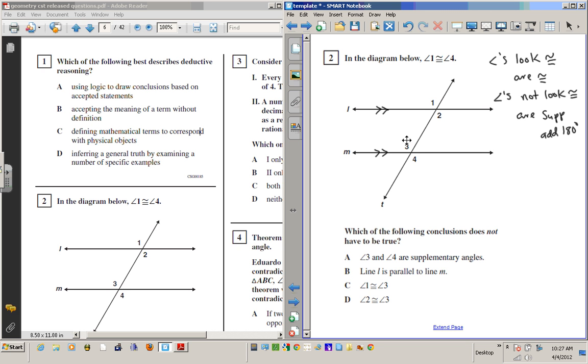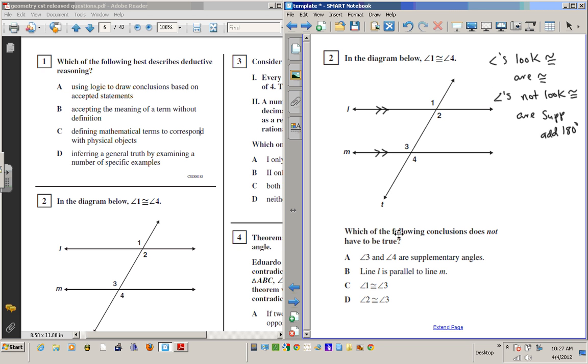So for example, look at 1 and 3. Do they look the same? Yeah, guess what? They are congruent because they're corresponding angles. Okay, 2 and 3, do they look congruent? Yes. Guess what? They are alternate interior angles, and then 4 and 1 are alternate exterior angles. Okay, if you look at 3 and 4, these are vertical angles because they're the same. All right, they look the same.